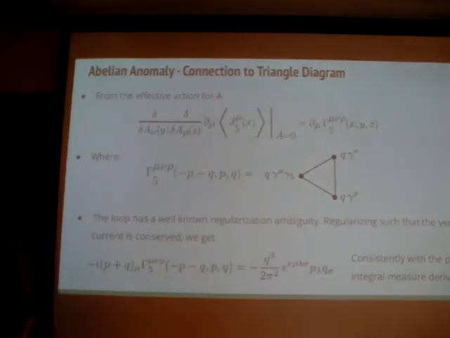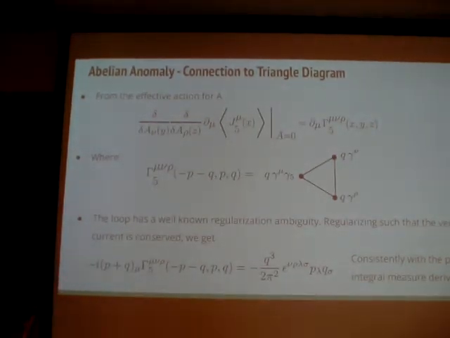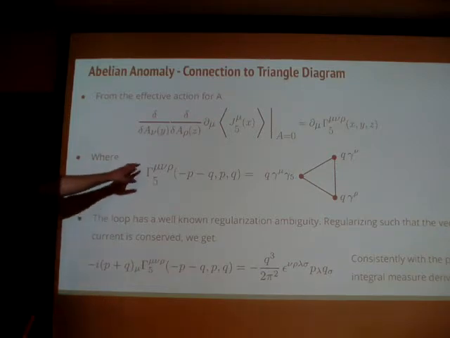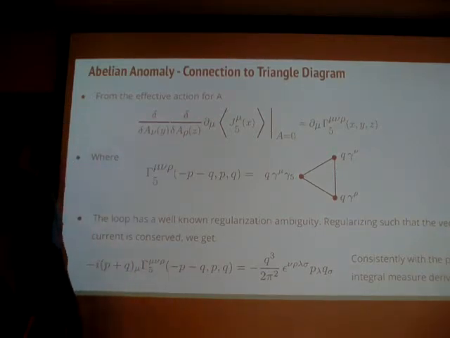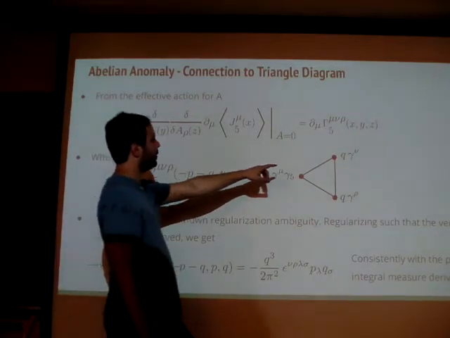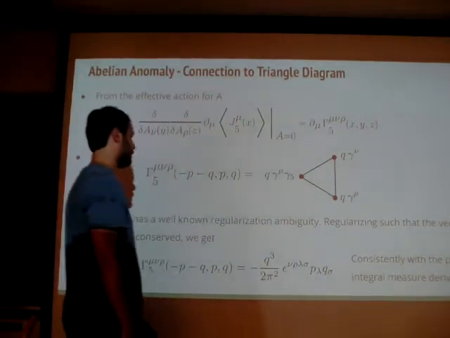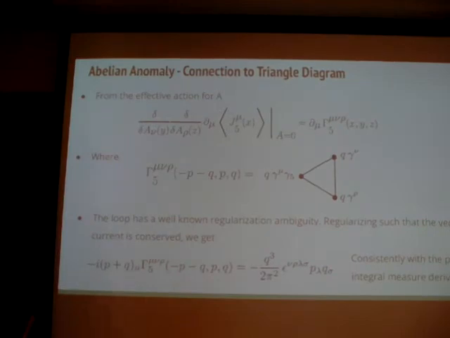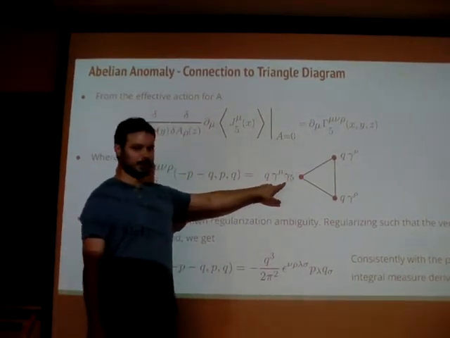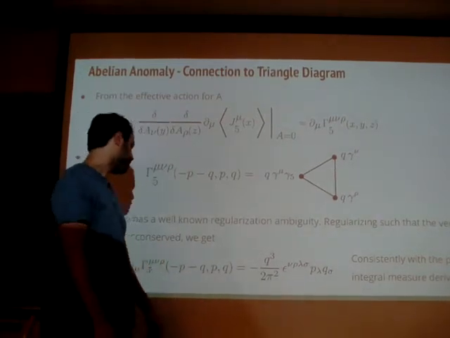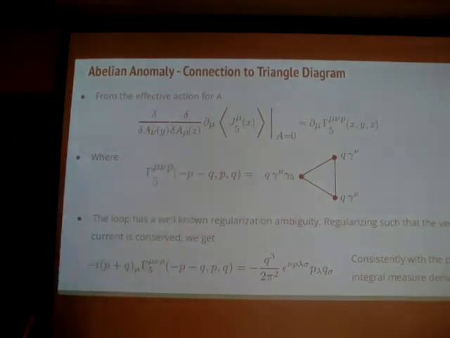Good. So usually when we talk about anomalies, we always think about triangle diagrams. So let's connect the anomaly that we saw from the Fujikawa method to a triangle diagram. Well, if we take the derivatives with respect to the gauge fields, we can actually link this to a vertex that is actually the triangle diagram when presented in momentum space. So this is the famous triangle diagram with one insertion of the axial current, and here coupled into two vector currents.